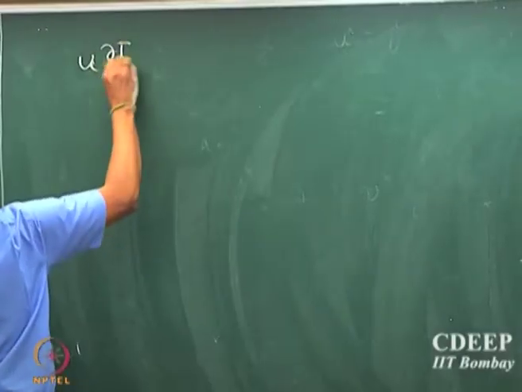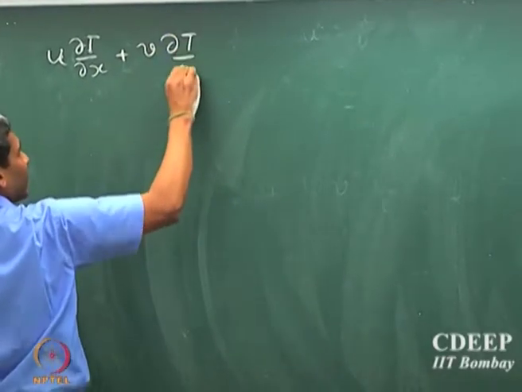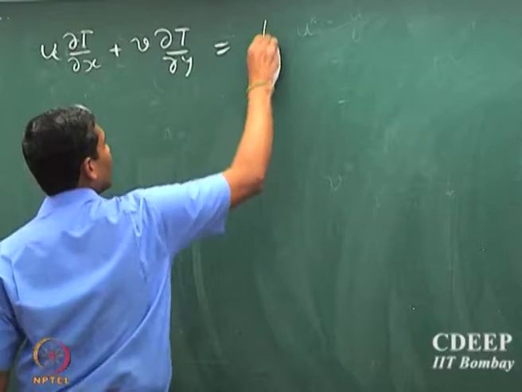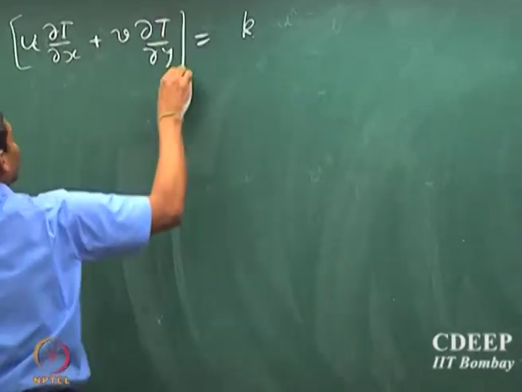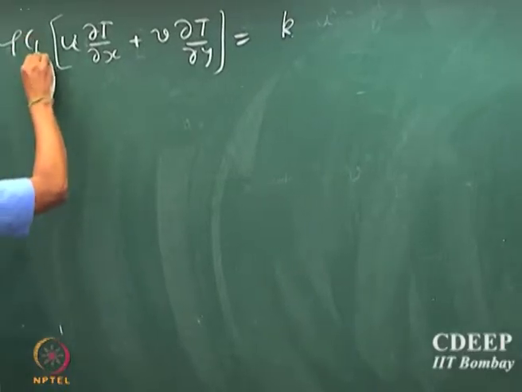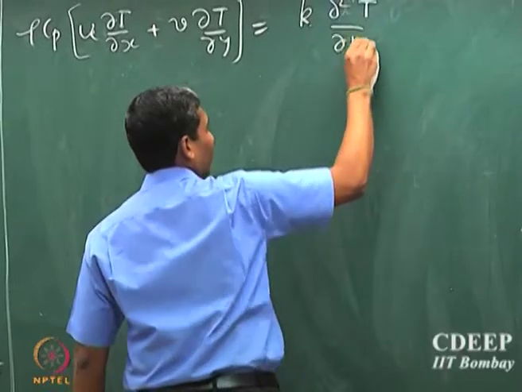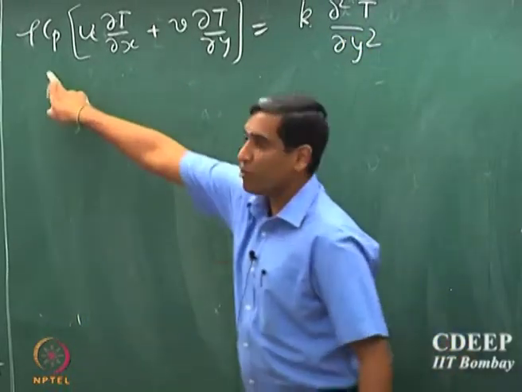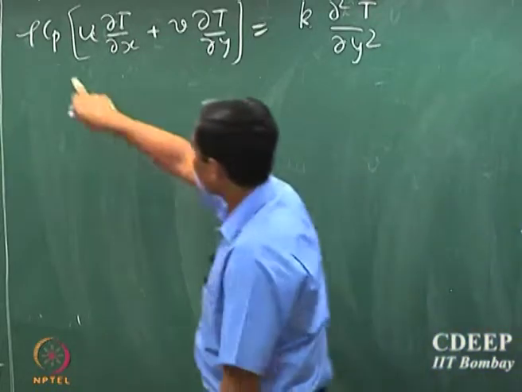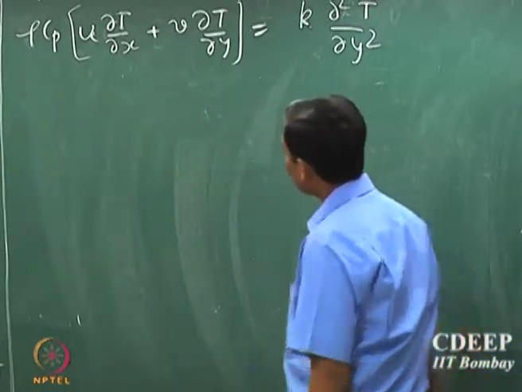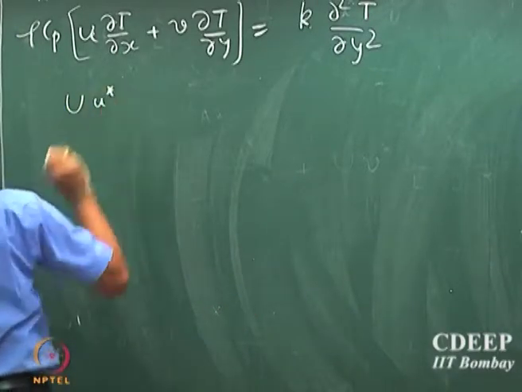That will be u dT/dx plus v dT/dy, that is equal to k... oops, there should be a rho Cp here, k into d squared T by dy squared. I missed out a rho Cp in my earlier model that I wrote, so there should be a rho Cp in the front, okay. So the scaling will be u into u star.